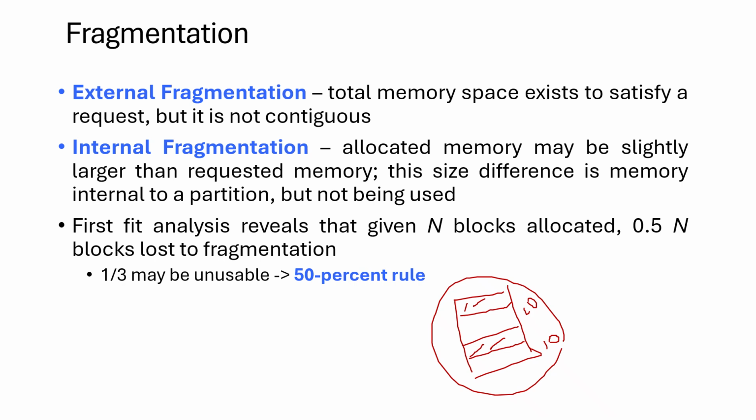Internal fragmentation: allocated memory may be slightly larger than the requested memory. Here we need a process, and this is the allocated memory for it. It needs only a small amount of space but a larger amount is allocated, so the remaining portion is wasted. This is called internal fragmentation. The size difference is memory internal to a partition but not being used. First fit analysis reveals that given n blocks allocated, 0.5 n blocks are lost to fragmentation.